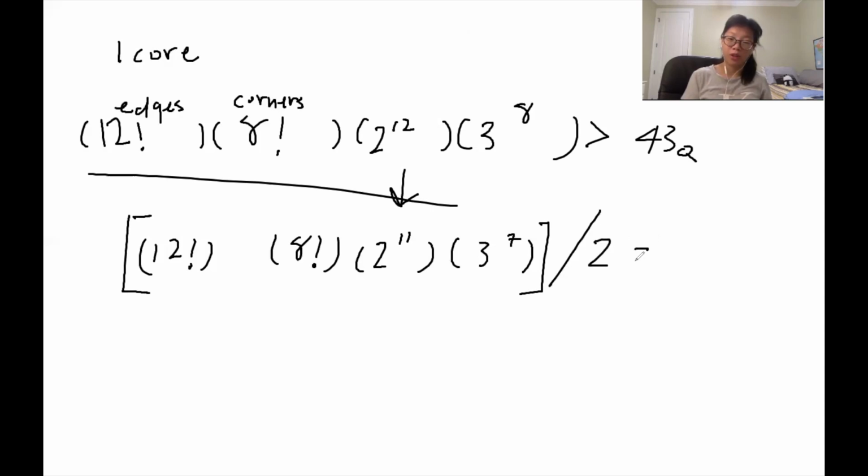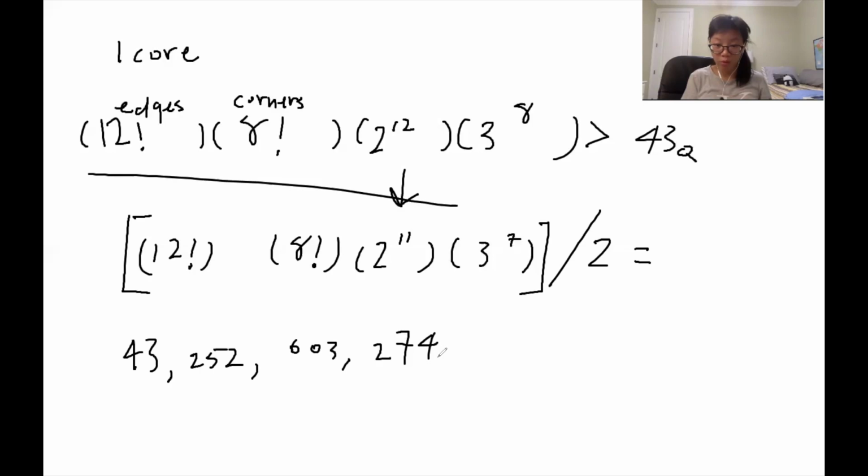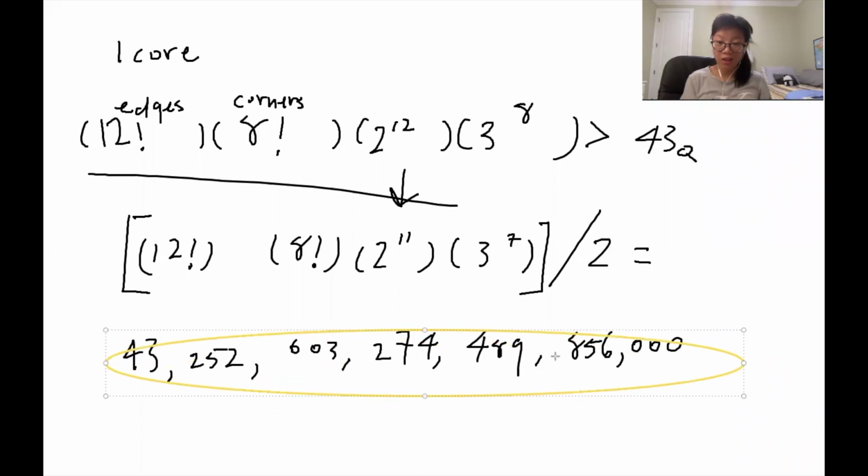Now, if you plug and chug all of this into the calculator, you will get 43 quintillion, 252 quadrillion, 3 trillion, and 274 billion, 489 million, and 856,000. So that's a lot of possibilities. Can you imagine how big this number will be? Ta-da! There you go.